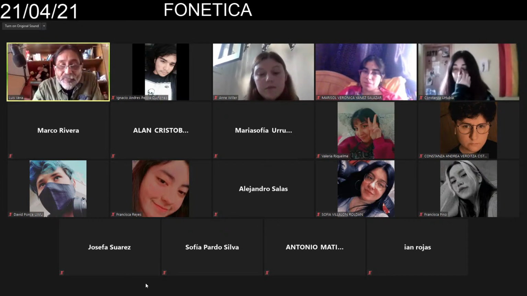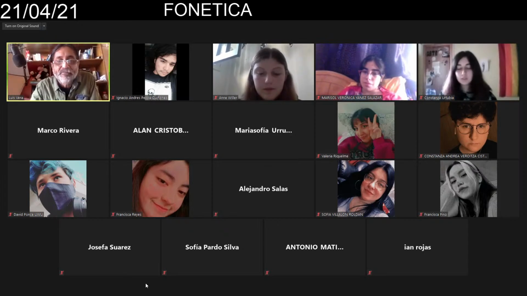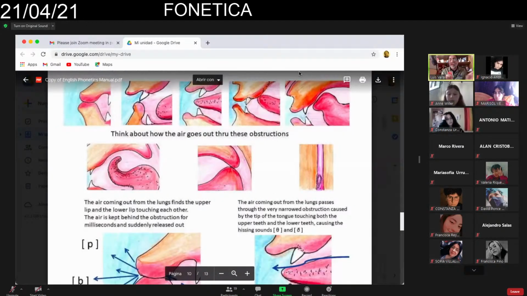Let me show you something. Share screen. These are the obstructions, right? 1, 2, 3, 4, 5, 6, 7 obstructions. Two organs together, but for milliseconds. So the two big groups are stops and fricatives.